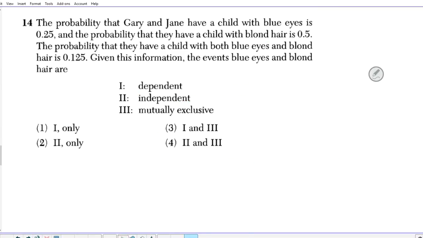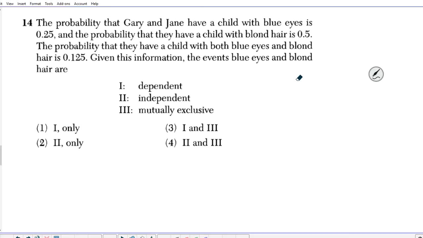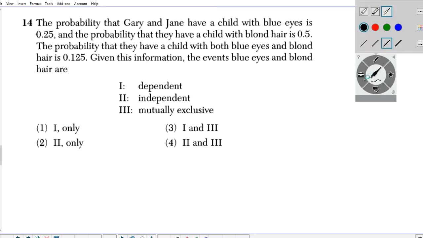Let's take a look at question 14. It reads, the probability that Gary and Jane have a child with blue eyes is 0.25, and the probability that they have a child with blonde hair is 0.5. The probability that they have a child with both blue eyes and blonde hair is 0.125. Given this information, the events blue eyes and blonde hair are dependent, independent, mutually exclusive.